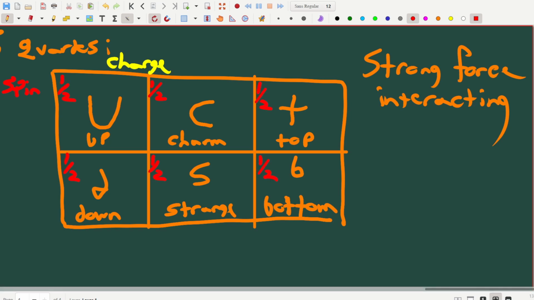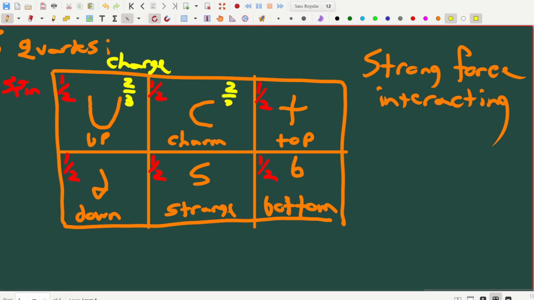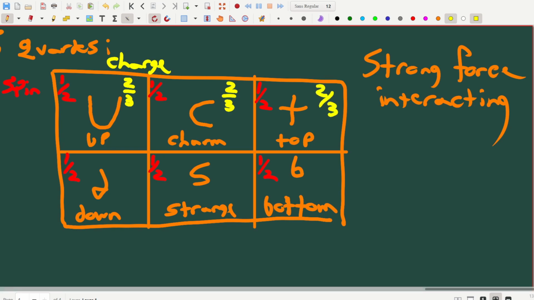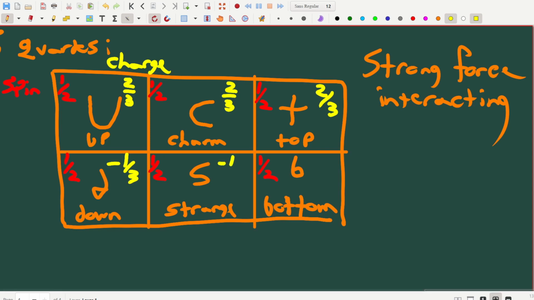But the cool thing about quarks is that they have fractional charge. They don't have a unit charge. They have a fraction of the charge. So the up quark has a charge of 2/3. The charm quark has a charge of 2/3. The top quark has a charge of 2/3. The down quark has a charge of -1/3. Strange -1/3. And bottom -1/3.